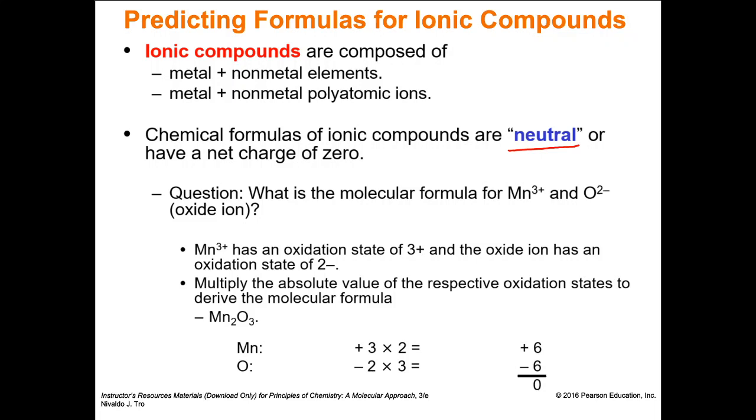Here we want to make sure that this all adds up to 0, in other words, that it's neutral. So +3 times 2 gives us +6. Minus 2 times 3 gives us minus 6, for a total of 0. So our charges are balanced. So this is probably a reasonable formula based on what we were given.